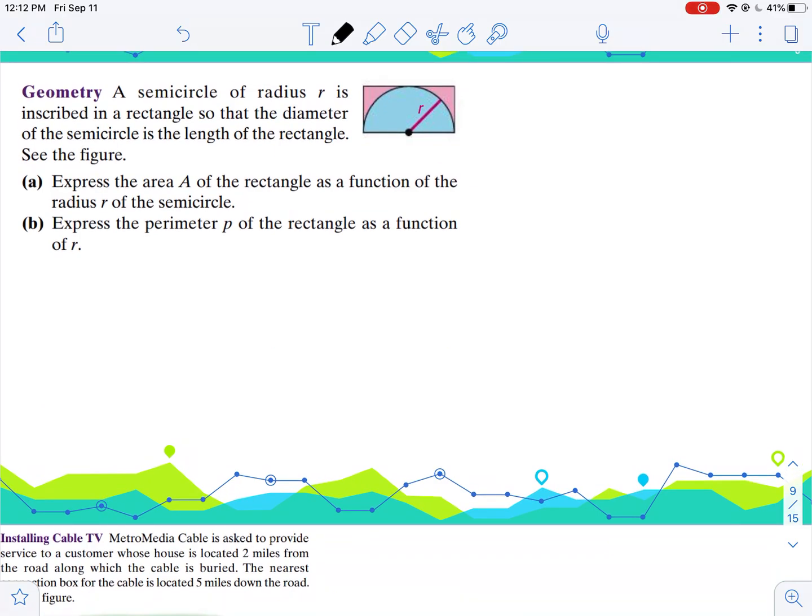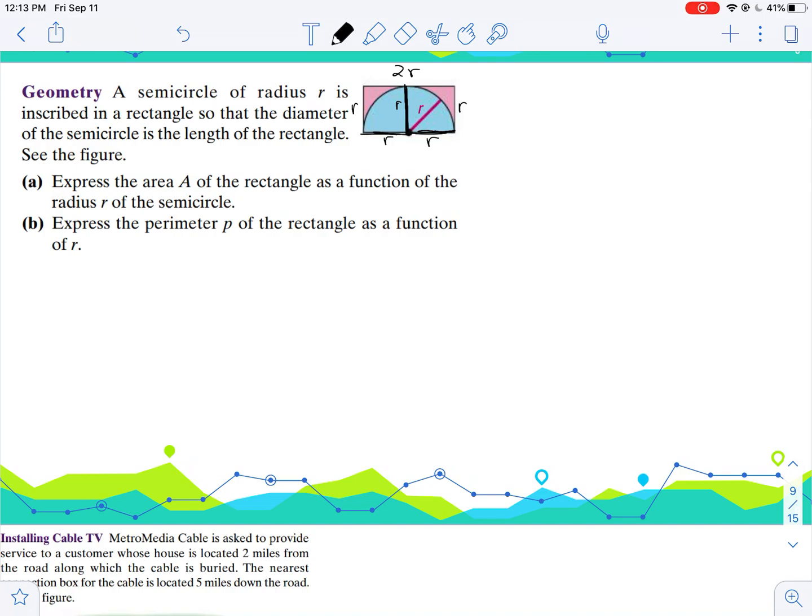All right, the next one. A semicircle of radius r is inscribed in a rectangle so that the diameter of the semicircle is the length of the rectangle. See the figure. So this is r and this is r, because those are both radii of the circle. And so r plus r is 2r. And then notice, if I go straight up and down, that's also an r. And so the width of my rectangle is also r. So my length is 2r and my width is r.